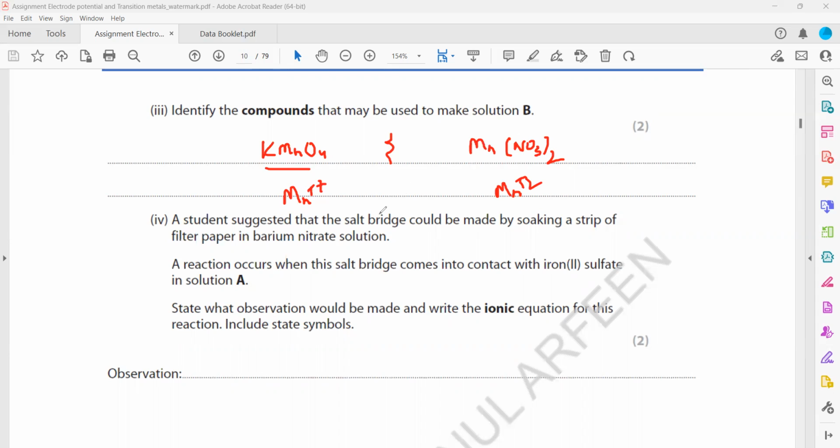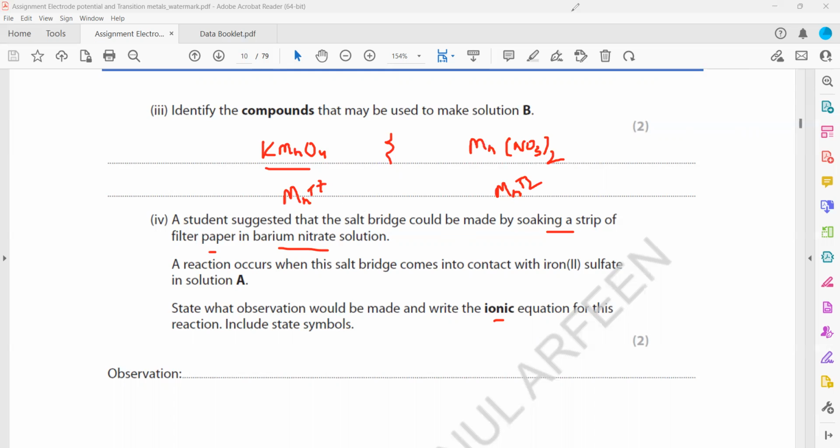A student suggested that the salt bridge could be made by soaking a strip of filter paper in barium nitrate. The reaction occurs when the salt bridge comes in contact with iron 2 sulfate in solution A. State what observation would be made and write an ionic equation.